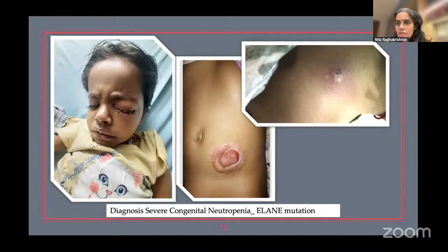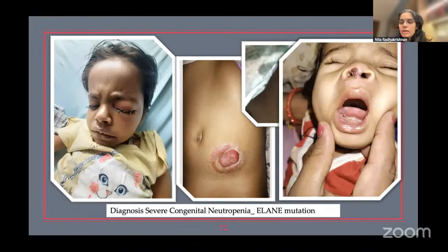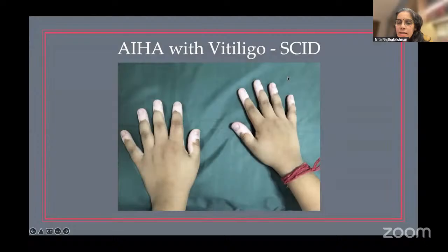It's usually gram positive or gram negative. Then she had a similar one in her perianal area, which ultimately led to that whole area having to be debrided, and there is a colostomy draining it. Another child with severe congenital neutropenia: you can see the infection in the nose, and a palate which actually perforated. The palate perforation was from a fungal infection. Both have ELANE mutation.